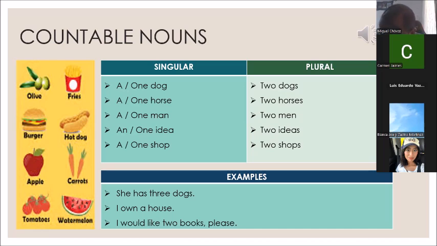The following countable noun examples will help you to understand them better. She has 3 dogs. I own a house. I would like 2 books, please.